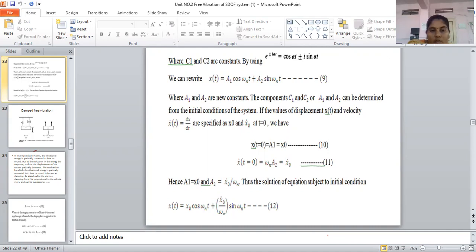where C1 and C2 are arbitrary constants to be determined using initial conditions of the system. Full stop.